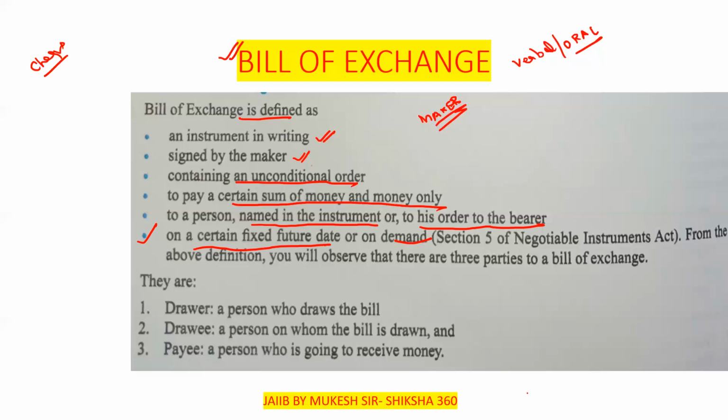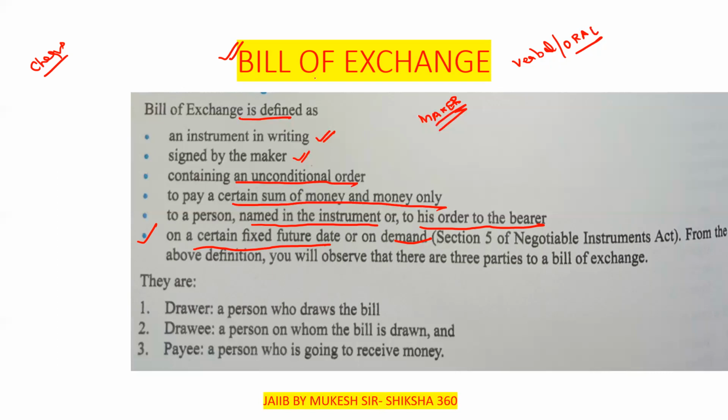From the above definition, you will observe that there are three parties to a bill of exchange. The first is who is making the bill, or who is signing the bill. Then the one to whom the payment is to be given, whose name is mentioned. And then the one by whom the payment is to be given.